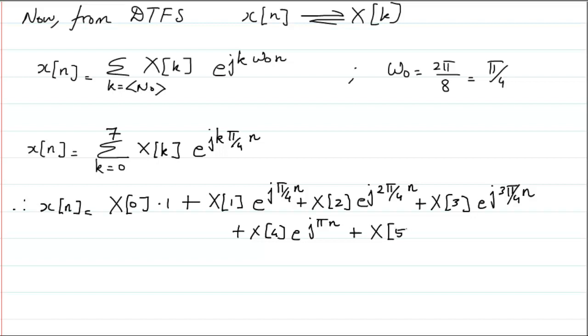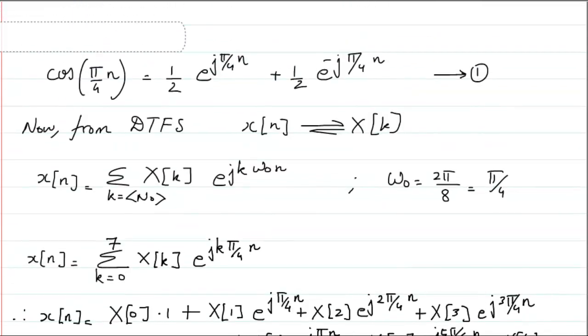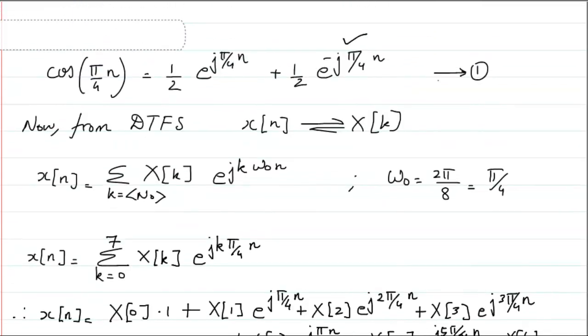Then we have x of 5 e raised to power minus j 4 pi by 4 n plus x of 6, like that I can keep on writing. Now this is something that we have to compare with the above equation, but in the above equation we are having negative values, isn't it? We are having e raised to power minus j values.